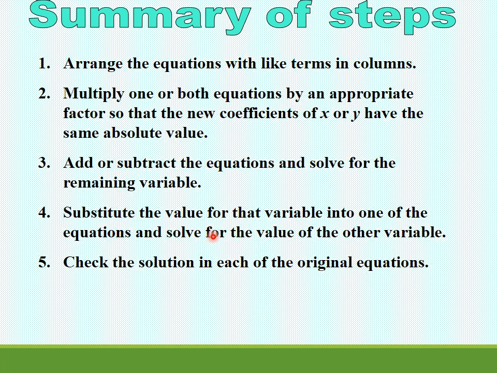So what is the summary of steps? First of all, arrange the equations with like terms in columns, then multiply one or both equations by appropriate factors so that the new coefficients of x or y have the same absolute value. And then add or subtract the equations and solve for the remaining variable. Then substitute the value of that variable into one of the equations and solve for the value of the other variable. And then you check the solutions in each of the original equations. So that is the summary.